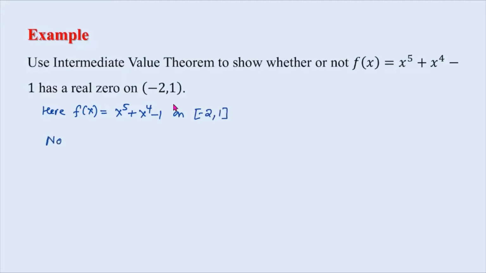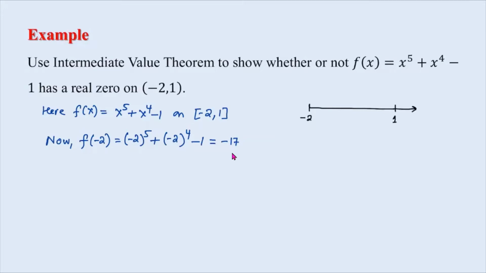Now, if you try to find the value of the function at -2, this will be equal to -2 to the 5 plus -2 to the 4 minus 1, which is equal to -17. So the value of the function at -2 is -17. If you think of the number line, here is -2, and then here is +1. Or you can also consider this as your x-axis if you want, and your y-axis will be somewhere there. What we saw is when x equal to -2, the value of the function is -17, somewhere down here.